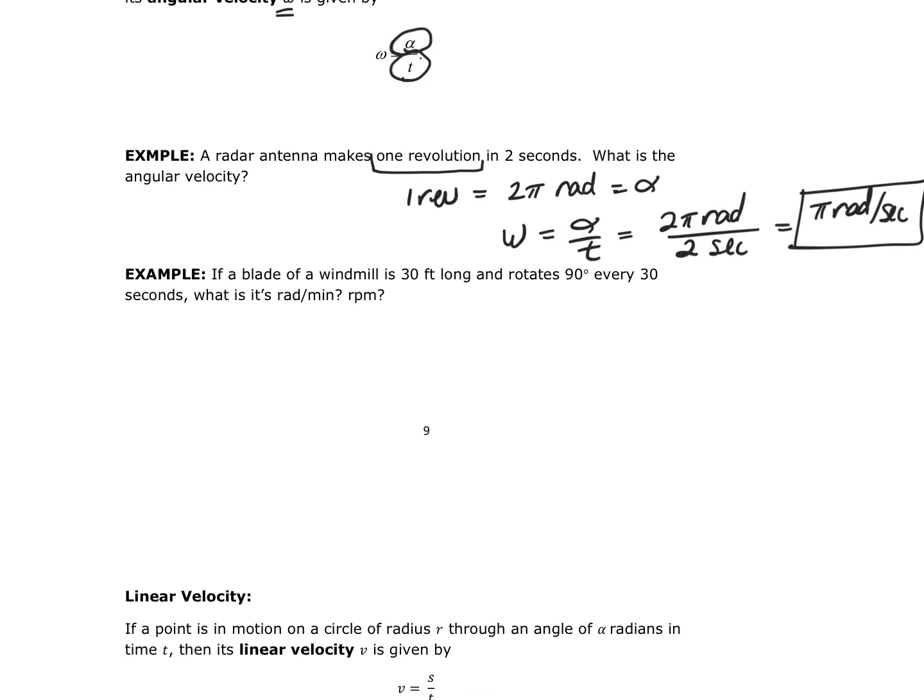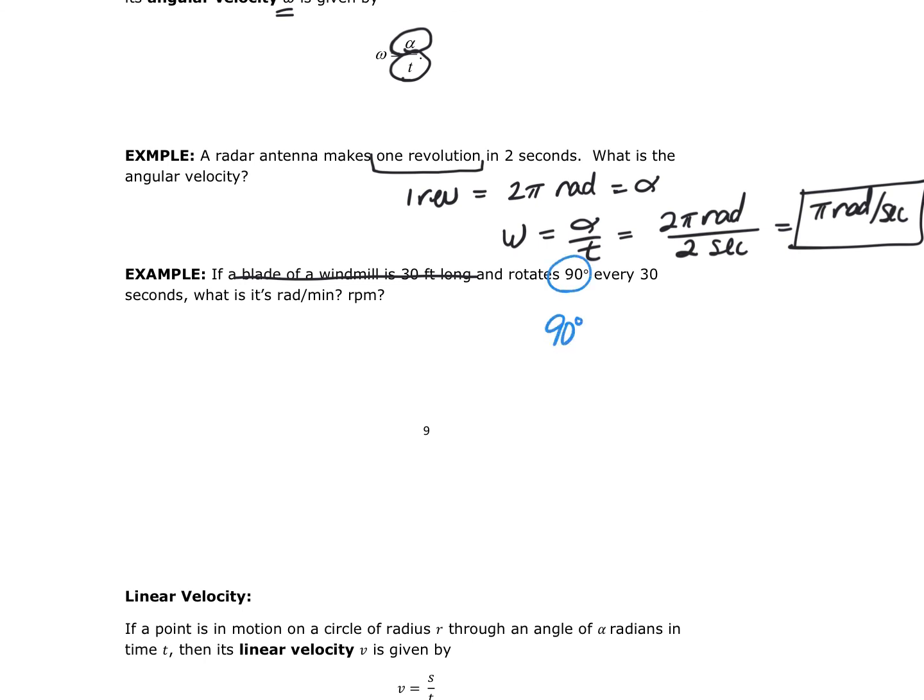A windmill blade is 30 feet long and rotates 90 degrees for every 30 seconds. What is its radians per minute? And then what is its revolutions per minute? Now, we don't even care about the 30 feet long. That is not part of the conversation here. What we do care about is this 90 degrees.